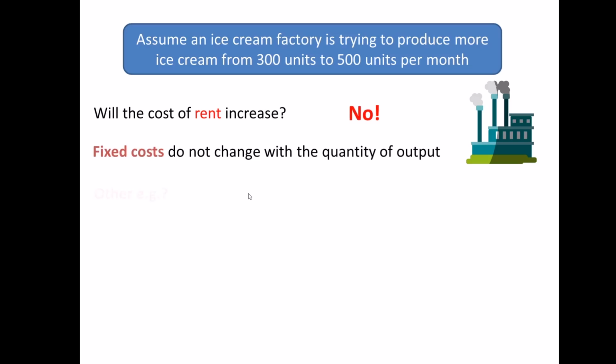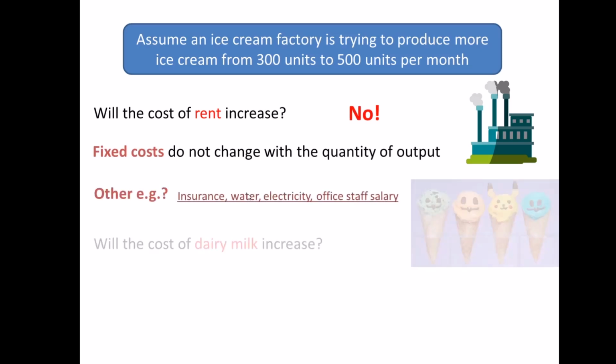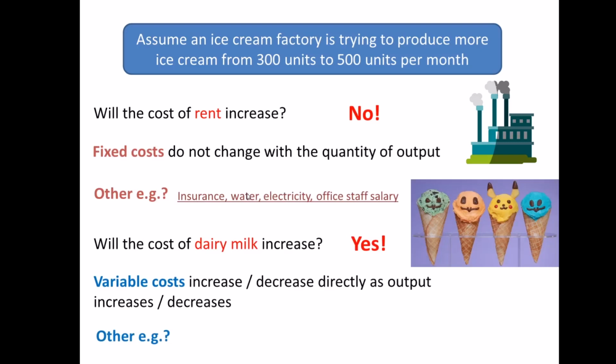Before we had our Chinese New Year holidays, we talked about different costs. When you are trying to manufacture products, there are different costs that you have to go through. So it's just a very quick recap, and you can see there are two costs.